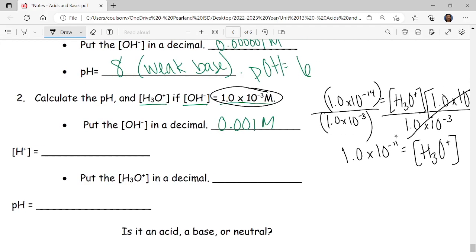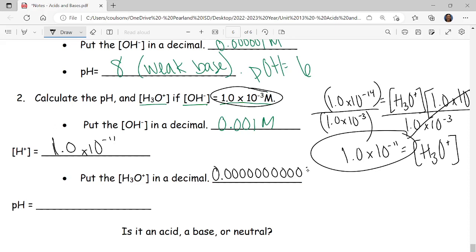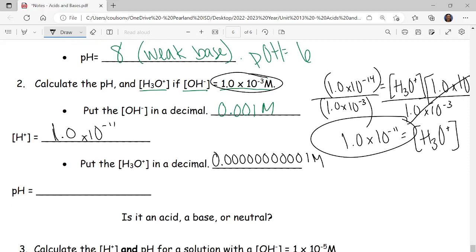So I'm going to put that number, 1.0 times 10 to the negative 11th. If I put that in a decimal format, the number of zeros that would come after the decimal, so remember your leading zero never counts, would be 10. So it's going to be 1 less than my negative exponent. 1, 2, 3, 4, 5, 6, 7, 8, 9, 10, and then a 1. Issues with that? Are we good? Cool.